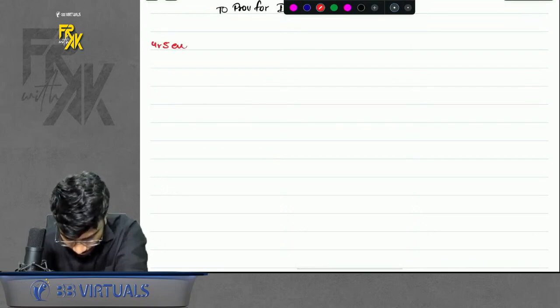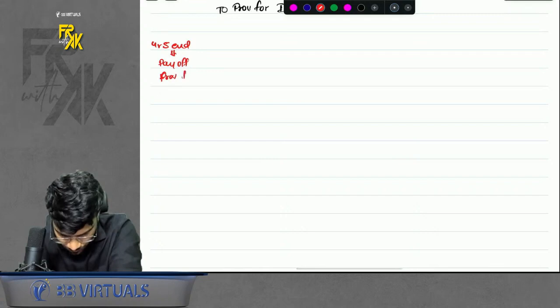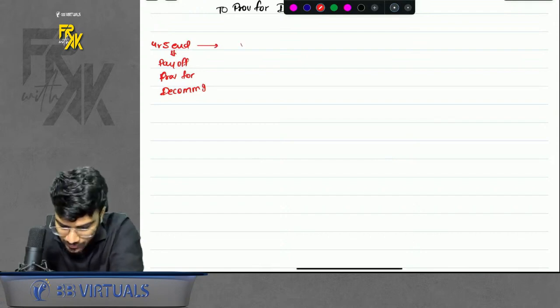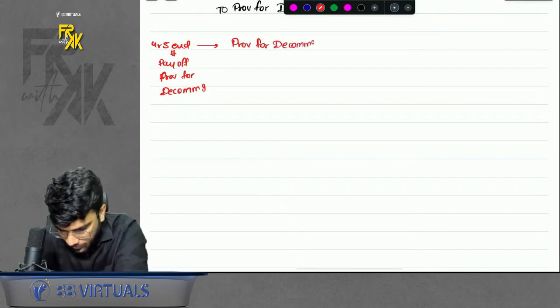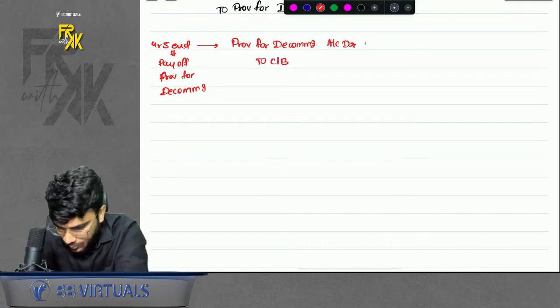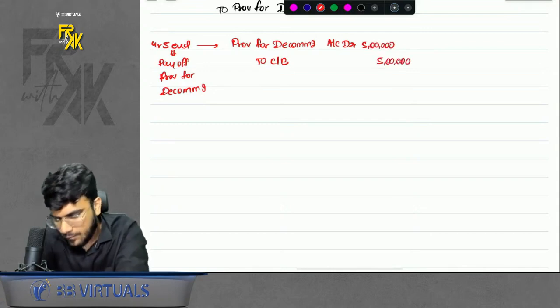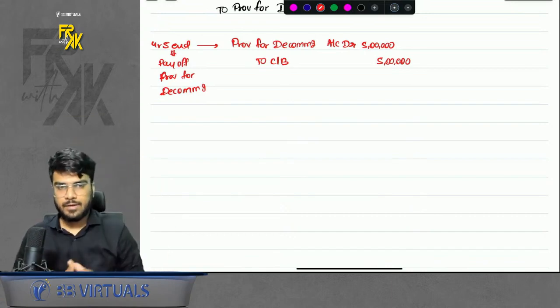Year 5 end, one additional entry will come for payoff of provision for decommissioning. So this is the year in which finally we will incur the expenditure. So what entry will pass? The provision will get reversed, and we will say to cash bank because we are making the payment. Amount will be how much? 5 lakhs and 5 lakhs.